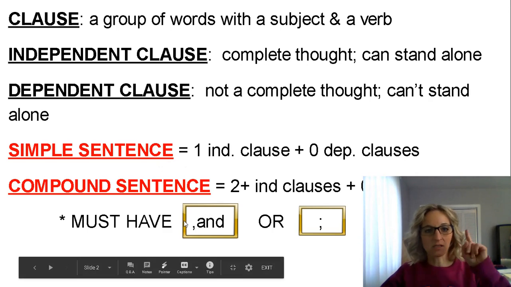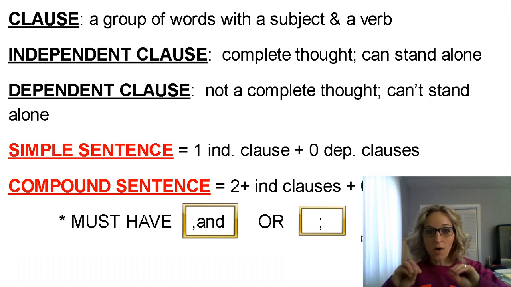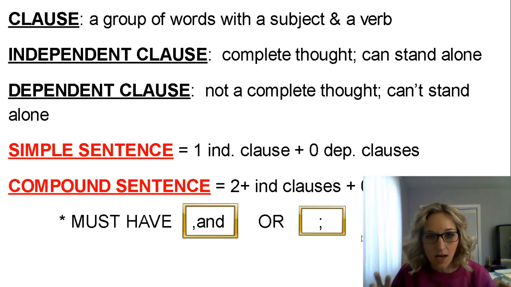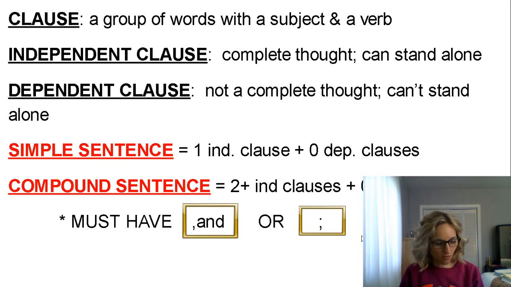So a compound sentence must have a comma and a conjunction or a semicolon. Remember, a semicolon can take the place of a comma and conjunction. So if you don't have one of those two things, you don't have a compound sentence, okay? That'll make it simple, kind of narrow it down for you, all right?